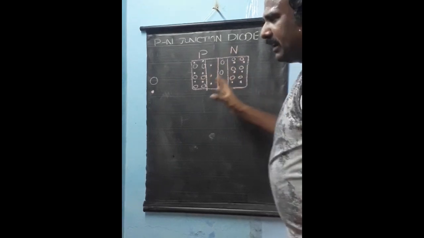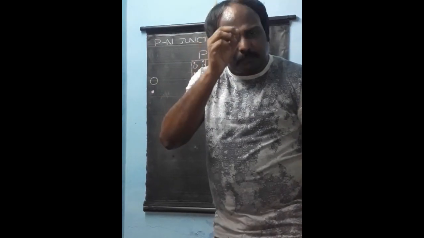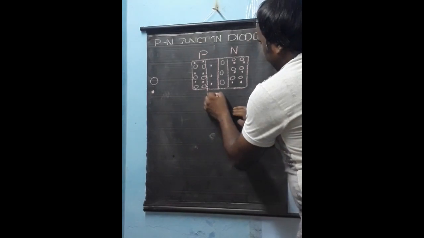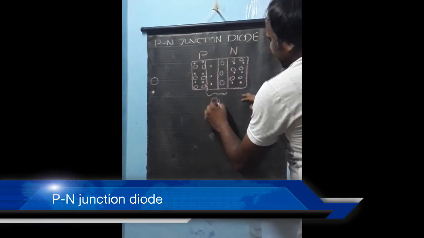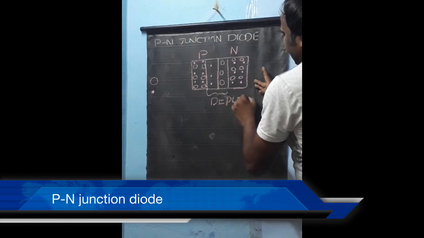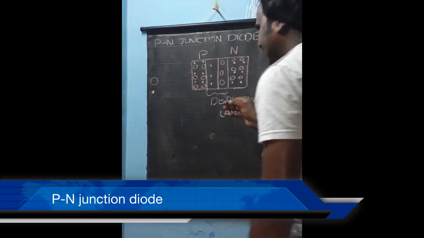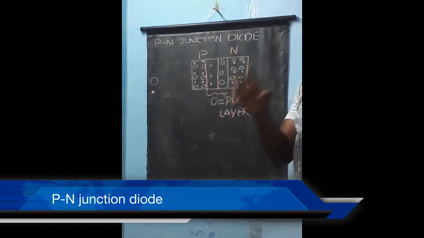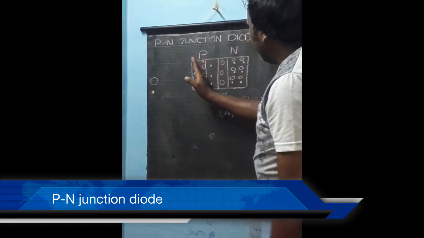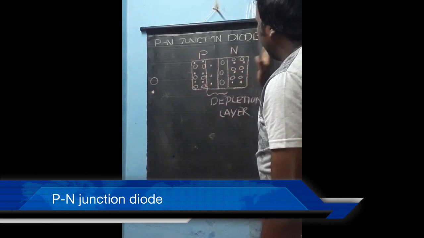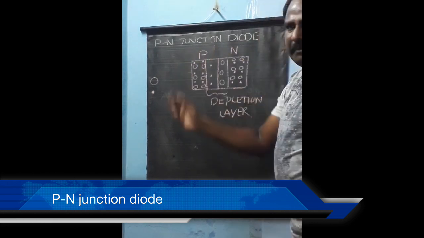Due to this, what happened? A small region is produced between P and N. Such a region is called the depletion layer. So whenever holes move towards the N type, and electrons move towards the P type, a small region between them is produced. Such a small region produced is called the depletion layer.